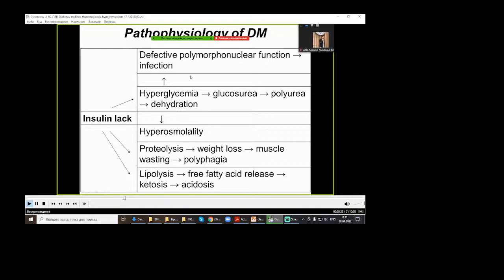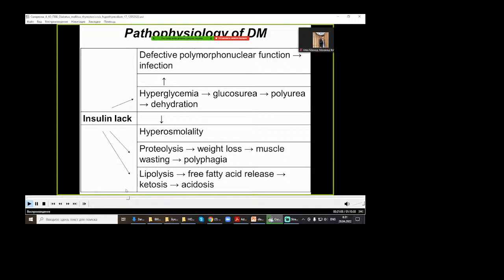This leads to defective polymorphonuclear function and infections, and hyperosmolality. So this is the influence on carbohydrate metabolism. Also, insulin lack leads to increased proteolysis. In case of the first type of diabetes mellitus, it leads to weight loss, muscle wasting, and polyphagia, a very important symptom of diabetes mellitus.